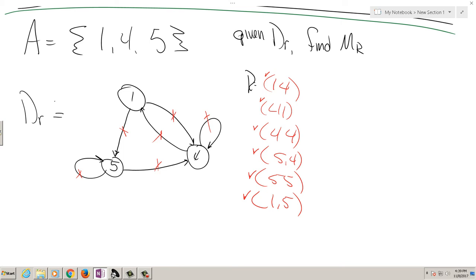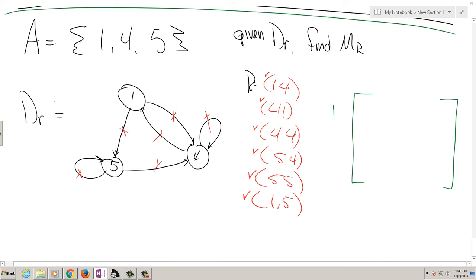Alright, now that I have the ordered pairs, it might actually be easier for me to generate the matrix of the relation. Since it is the matrix of the relation crossed with itself, this is going to be 1, 4, and 5 by 1, 4, and 5. Now I need to map these 1, 2, 3, 4, 5, 6 ordered pairs to the matrix.